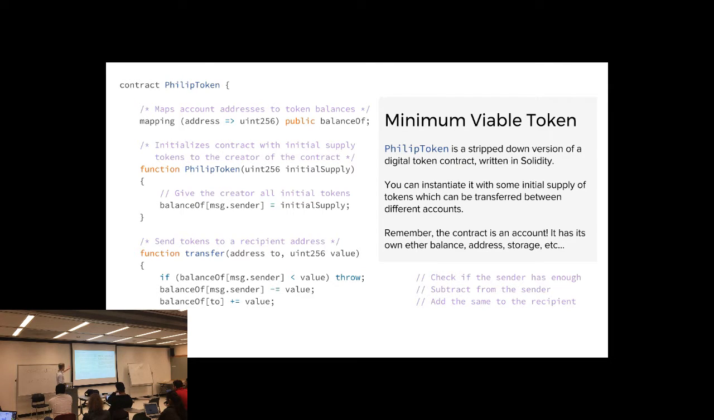I don't know if you can read the code, but you can see in the first function, the constructor essentially, you create a new instance of the Philip token currency with an initial balance. That sets the balance of the creator to that initial value. That person can then transfer Philip tokens to other addresses. It checks that there's enough money in that person's account, reduces that value from their account, and then increases the value of the recipient's account.